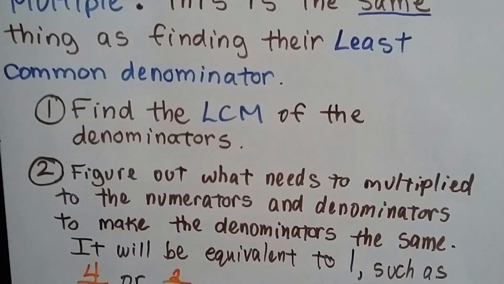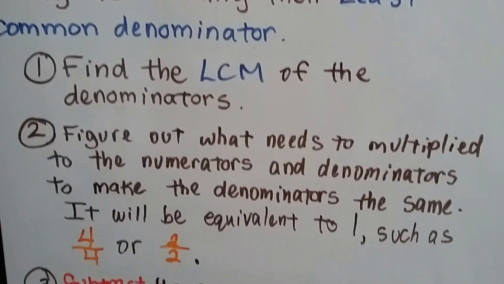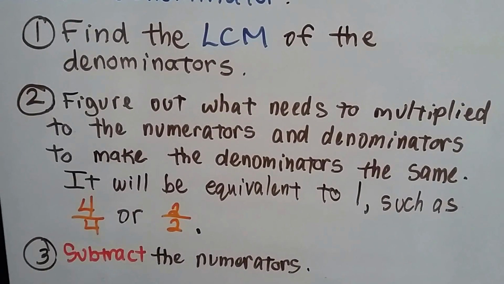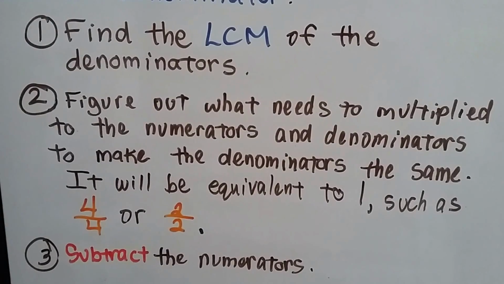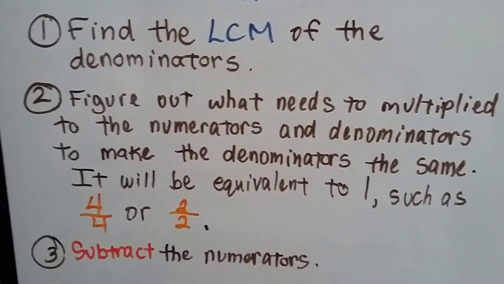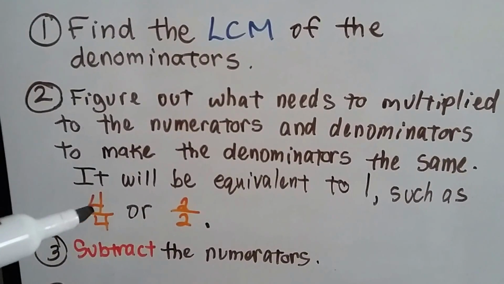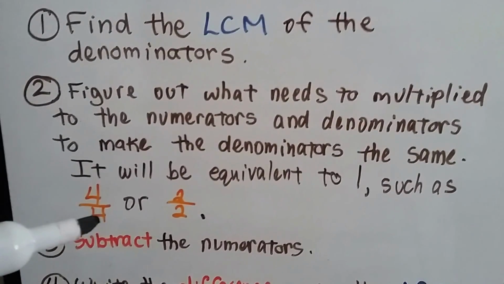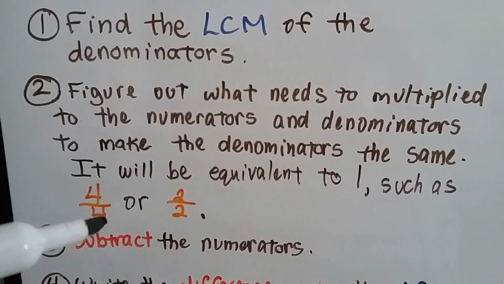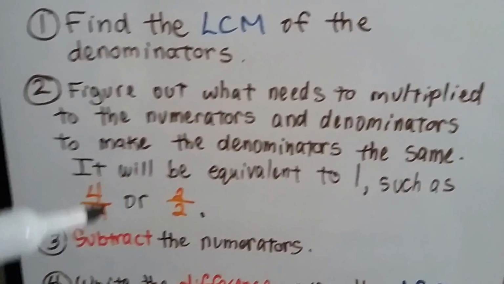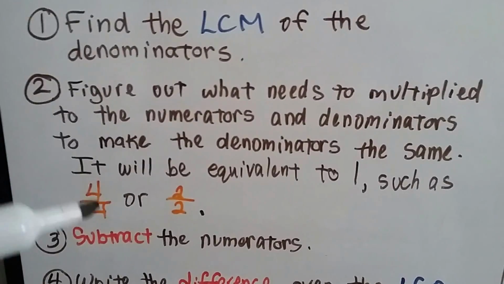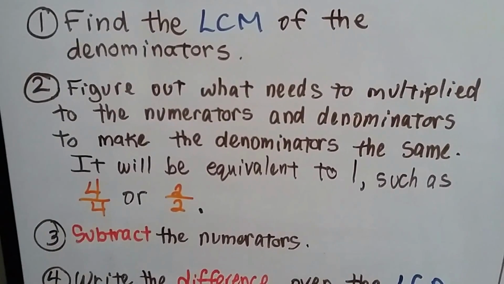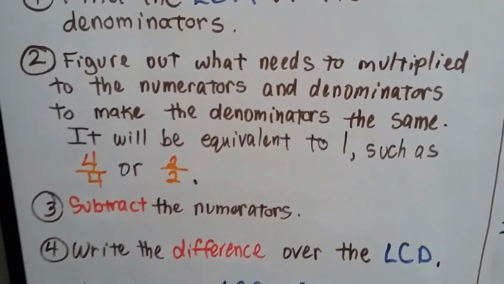We find the least common multiple of the denominators, and we figure out what needs to be multiplied to the numerators and denominators to make the denominators the same. It's going to be equivalent to 1, like a 4 over 4 or a 2 over 2, because whatever we multiply the numerator by, we have to multiply the denominator by, and vice versa. So it's going to end up becoming equivalent to 1 because it's the same number over that same number, right? And in a fraction, that equals a 1.